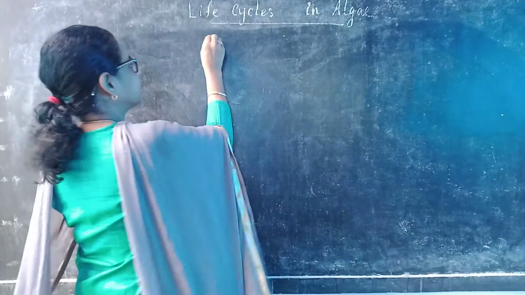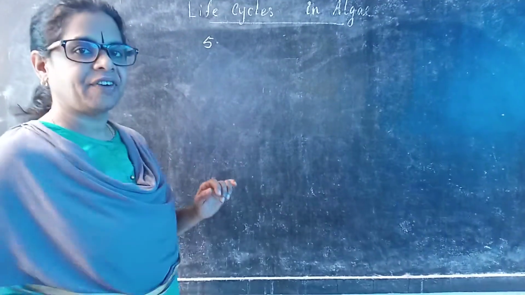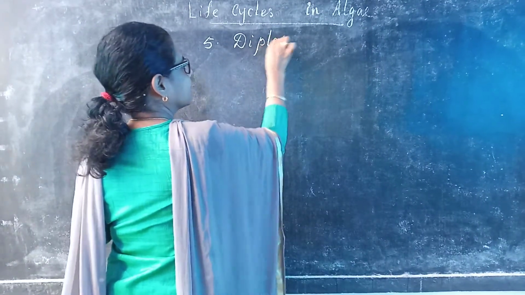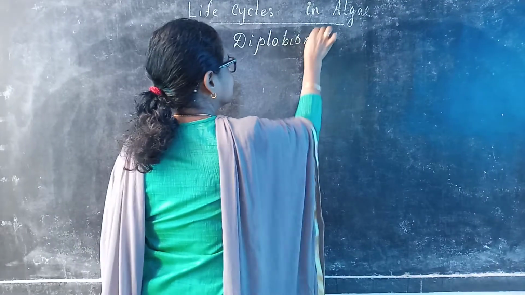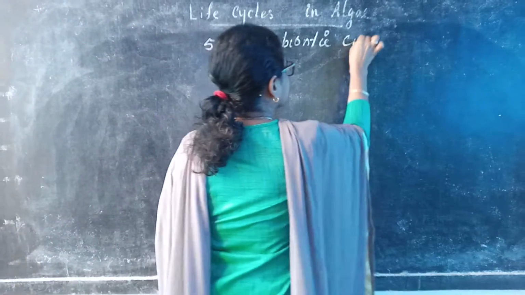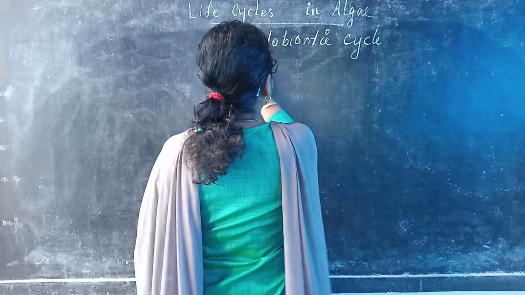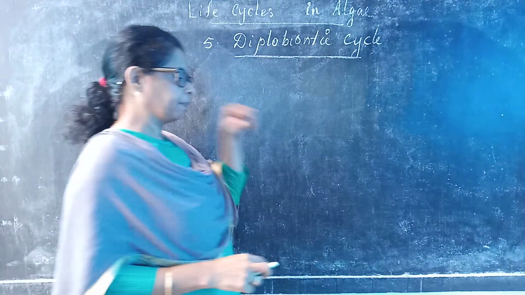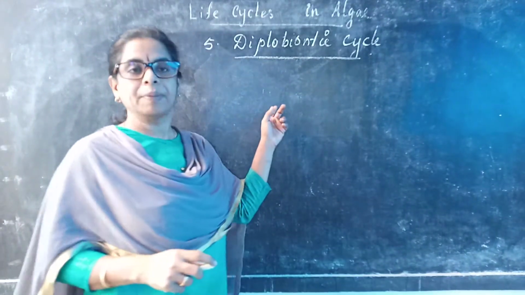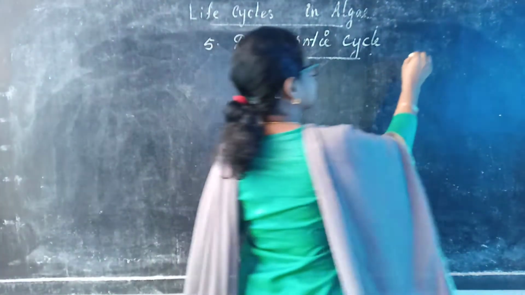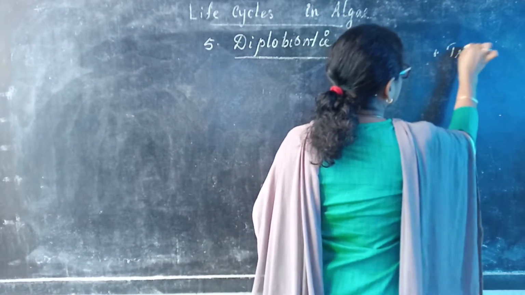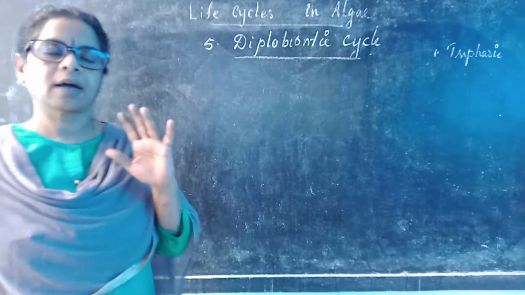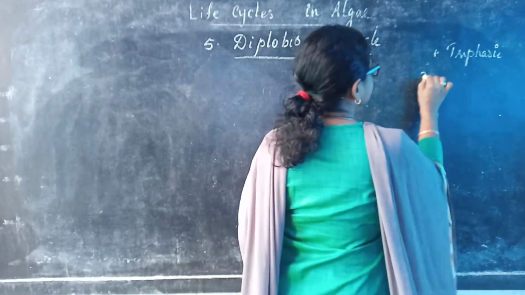So next one, the last and final one, diplobiontic type of life cycle. So diplobiontic type of life cycle. This is again another complicated life cycle which is triphasic. Triphasic means there are three phases, three distinct phases.